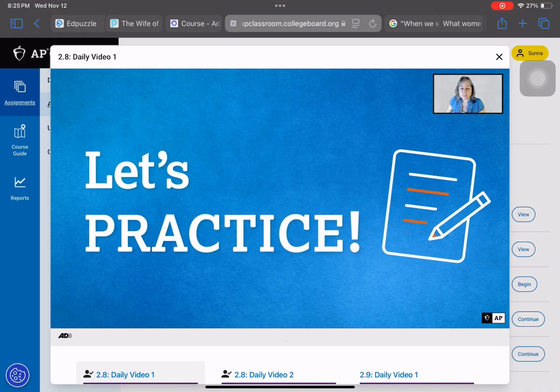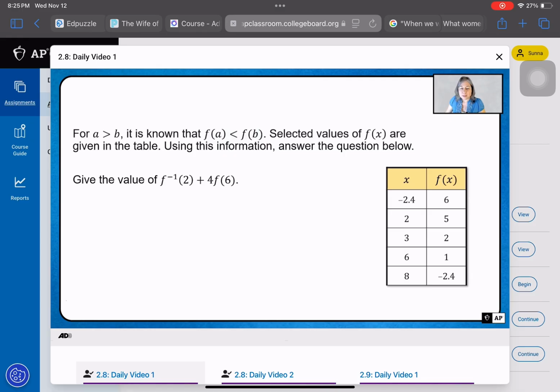Let's practice. So you try this question. For a bigger than b, it's known that f of a is less than f of b. Selected values are also shown. So we want to now find the value of f inverse of 2 plus 4 f of 6. So f is invertible based on our decreasing behavior. So we say f of what is 2 and f of 6 is what? So we're going to read this two ways.